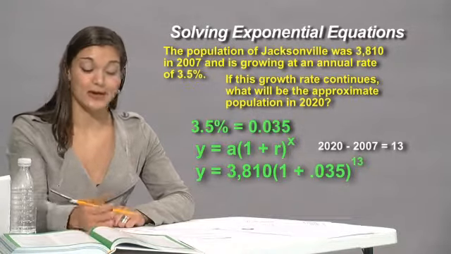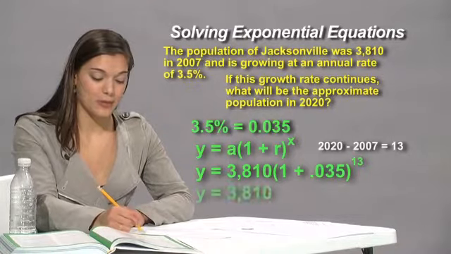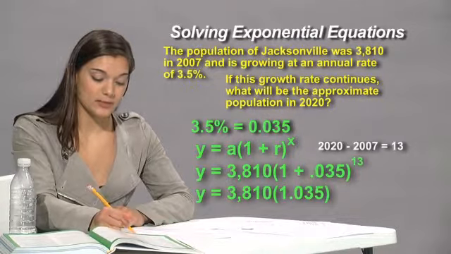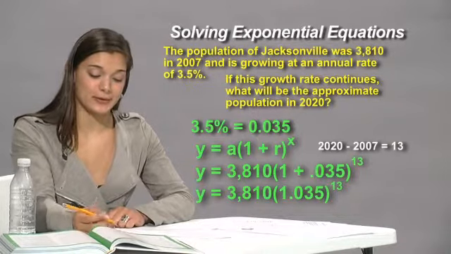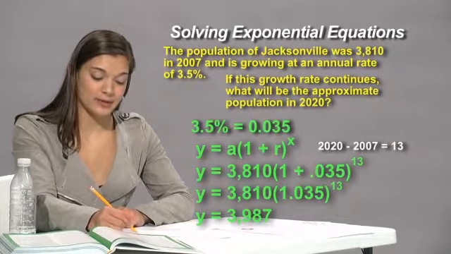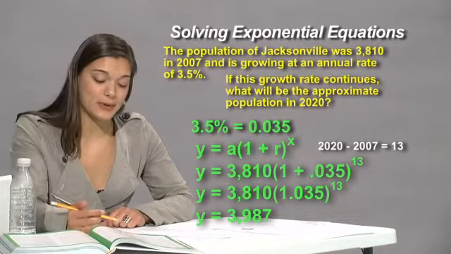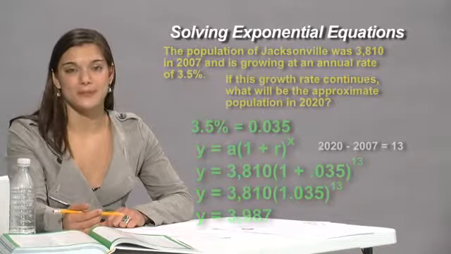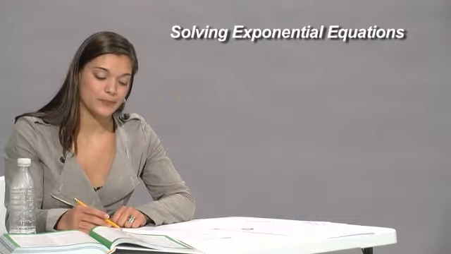Our final equation is going to be y equals 3,810 times 1.035 to the 13th power. When we plug that into a calculator, we get 3,987. That means that in 2020, there will be 3,987 people in Jacksonville. Let's look at one more example of a decay problem.